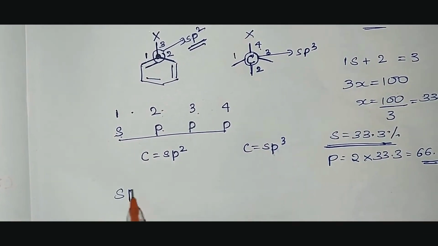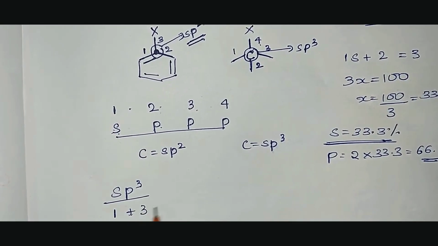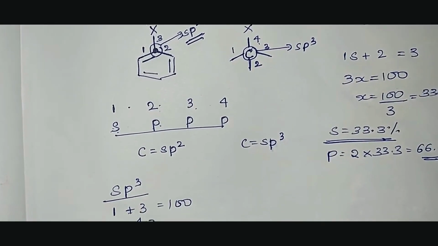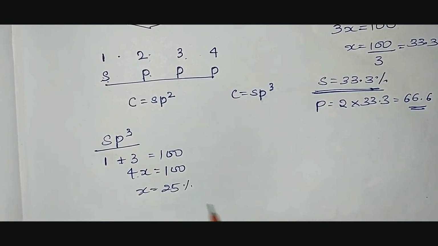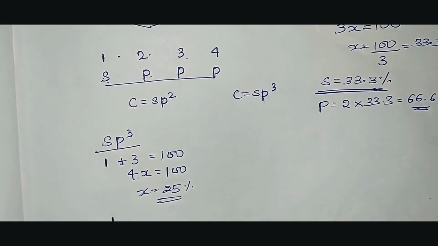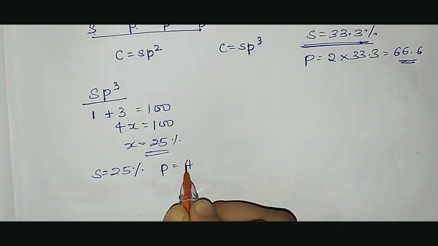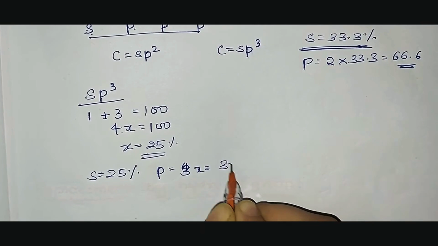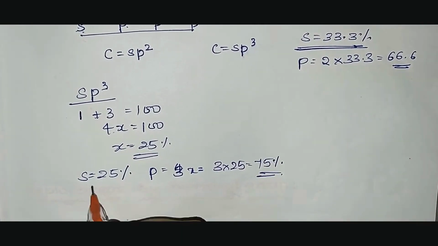Whereas in case of sp3, how many are there in total? 1 s and 3 p. So 1 plus 3 is equal to 4, which is equal to 100. So 4 times x equals 100, so x is equal to 25%. So the s character contributing is 25%. Whereas p is how many? 3 times, so 3x, 3 into 25, is equal to 75%. So what is the conclusion we draw here?